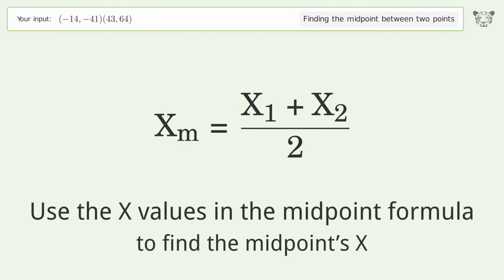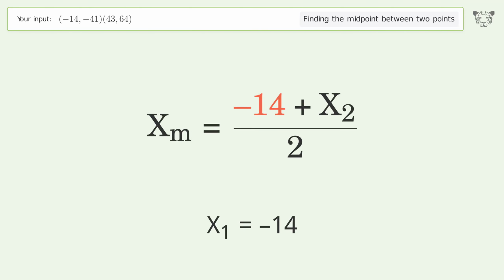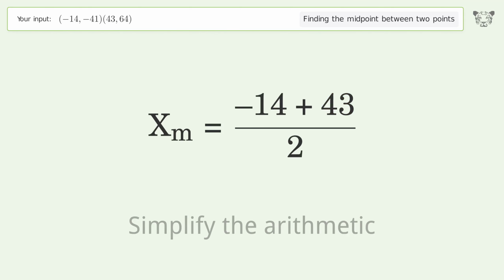Use the x values in the midpoint formula to find the midpoint's x. x1 equals -14. x2 equals 43. Simplify the arithmetic.